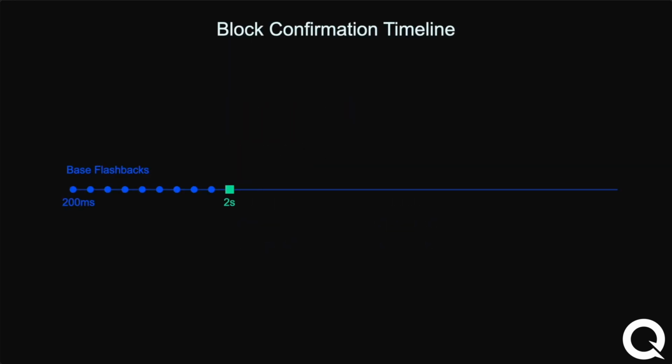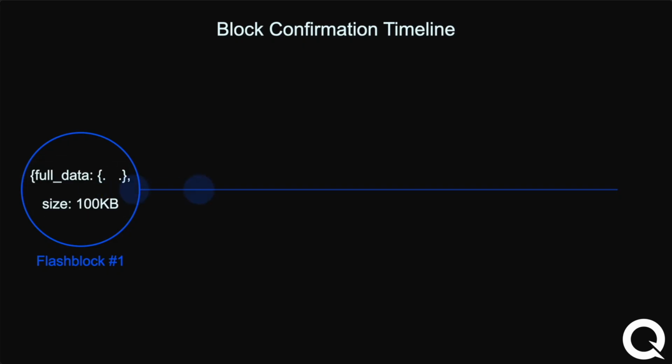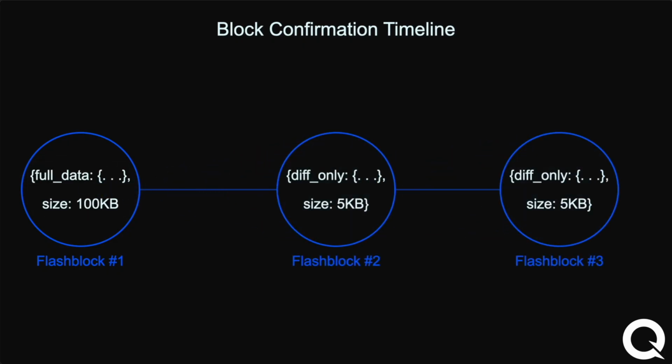The first flash block includes full block data. Subsequent ones only transmit changes. New transactions, state updates, all of them go to the subsequent ones, whereas the first flash block contains the entire block's data. This streaming approach enables fast verification while minimizing bandwidth.